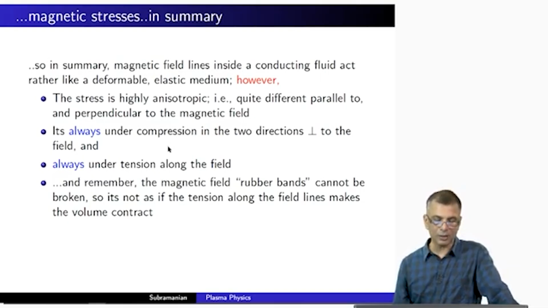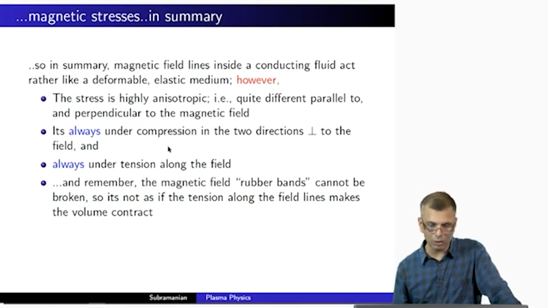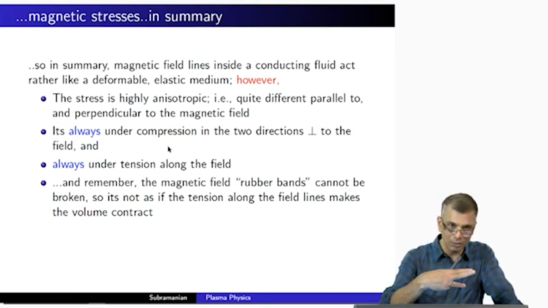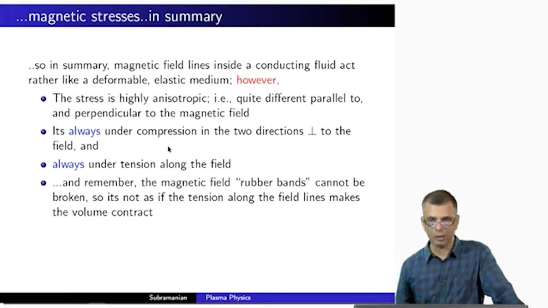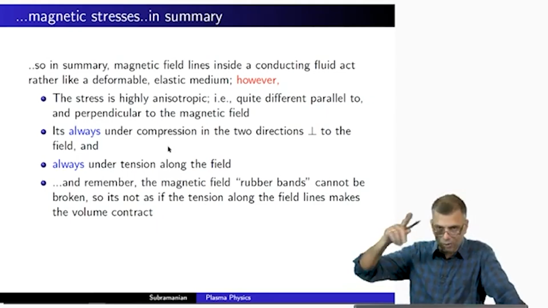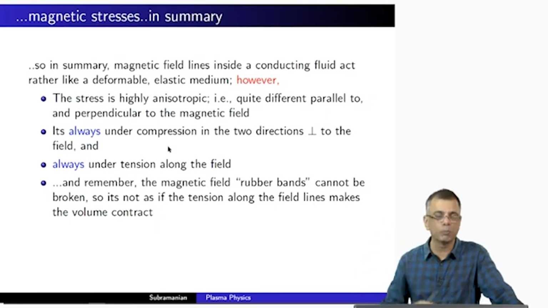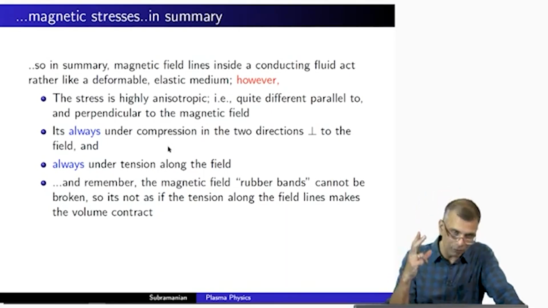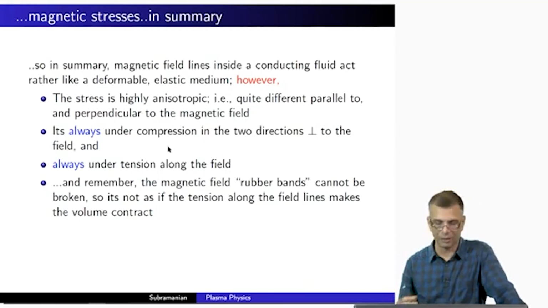So, here is the other thing. The analogy with rubber bands is good. It's all good. However, you should not carry this analogy too far, because rubber bands can be broken. You can cut rubber bands, whereas you cannot cut magnetic fields. Magnetic fields are bound to always be in loops. So, the magnetic field rubber bands cannot be broken. So, it is not as if the tension along the fields makes the volume contract. No, the volume as such remains the same.